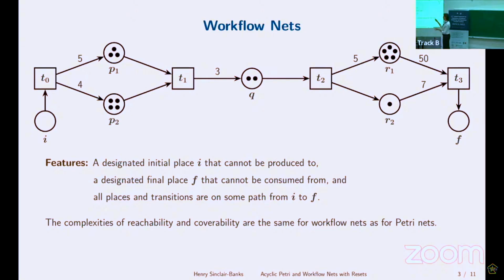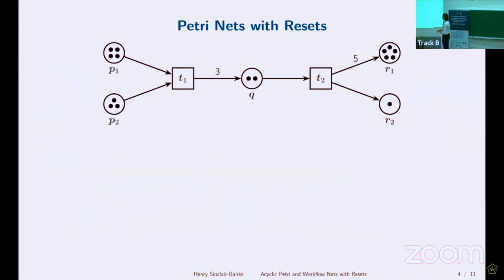You have to do a little bit more because you need to make sure that every place and every transition is on some path, but you can add some extra places and transitions to make this work out. But I won't explain any more. So I'll move on to Petri nets with resets.